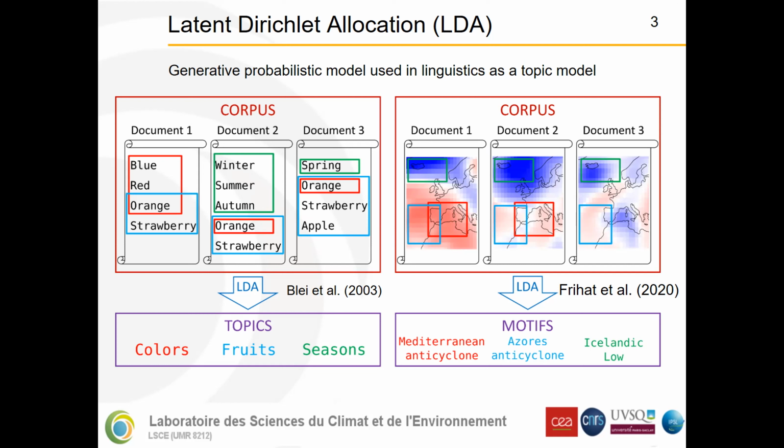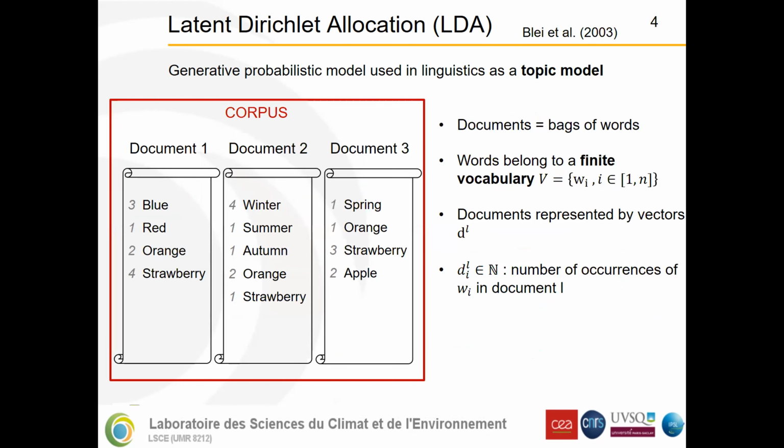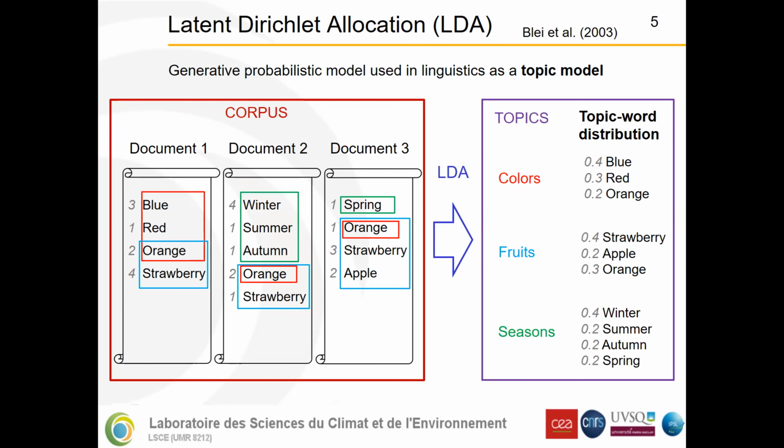So let's start. I will go a little bit more into detail, but the technique is actually very simple. There's not much mystery. It's exactly the way you would think to do it. We have to think of documents as bags of words. The words belong to a finite vocabulary made of n words, and then we simply have the number of occurrences of each word in a document. So documents are represented by vectors d_l, with d_l(w_i) the number of occurrences of word w_i in document l. Once we have this, we can play this game.